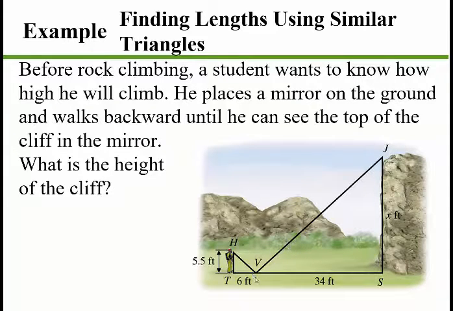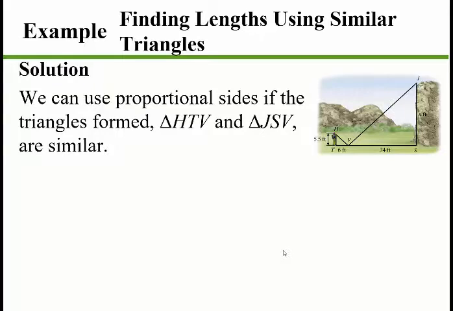So here's what we see. He has to walk 6 feet, and he has a height of 5.5 feet. And then we have this other triangle here that has a length of 34 feet, and then height x. So what we're going to say here is basically that the ratio of 6 to 34 is going to be the same as the ratio of 5.5 to x. All right, so we can use proportional sides if the triangles formed, triangle HTV and triangle JSV, are similar.